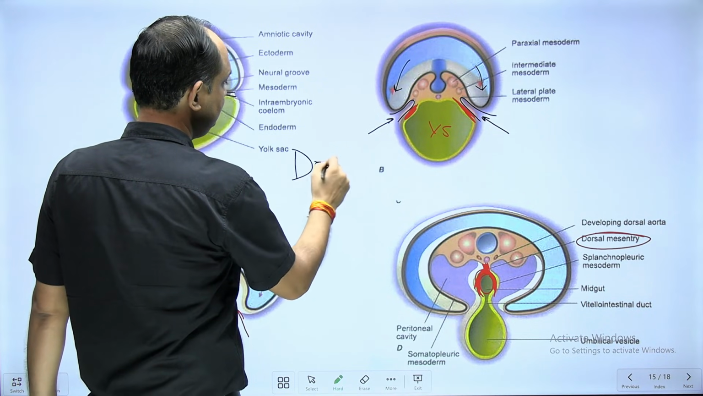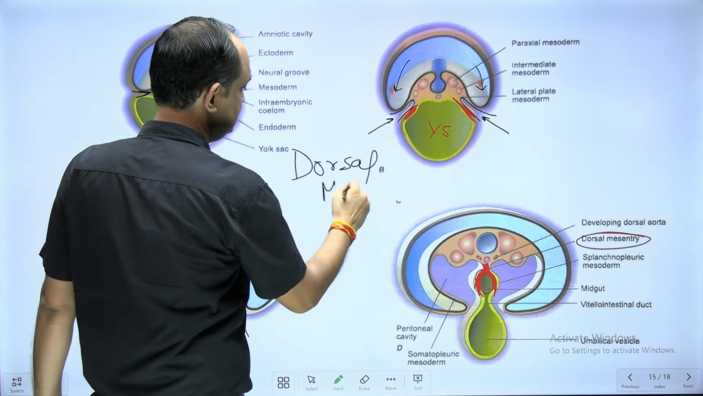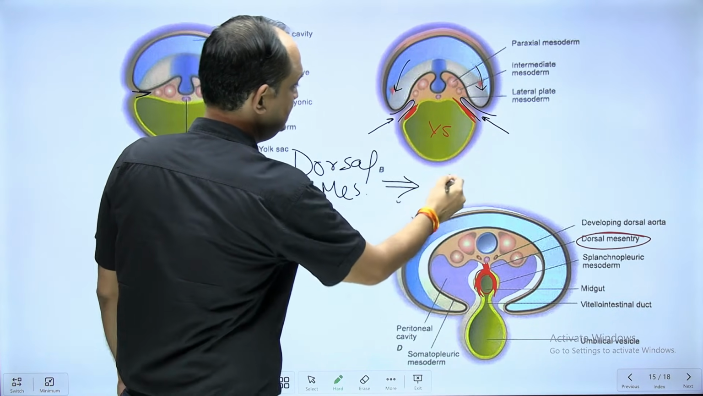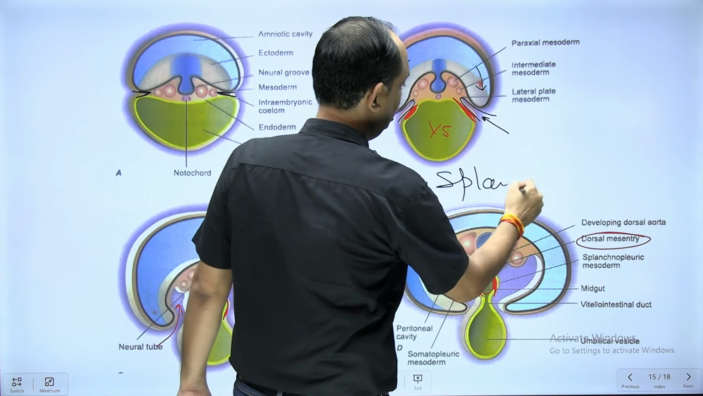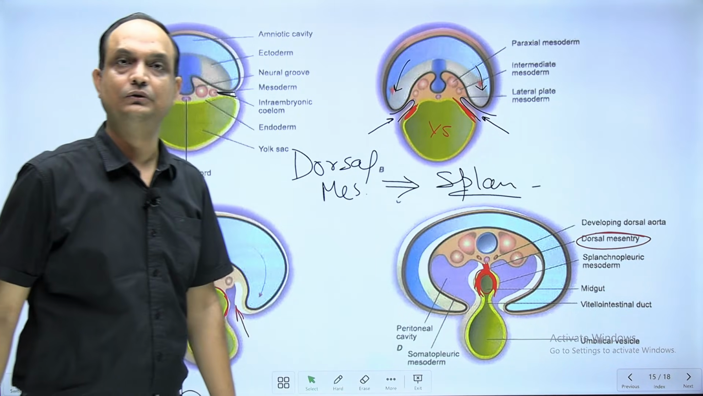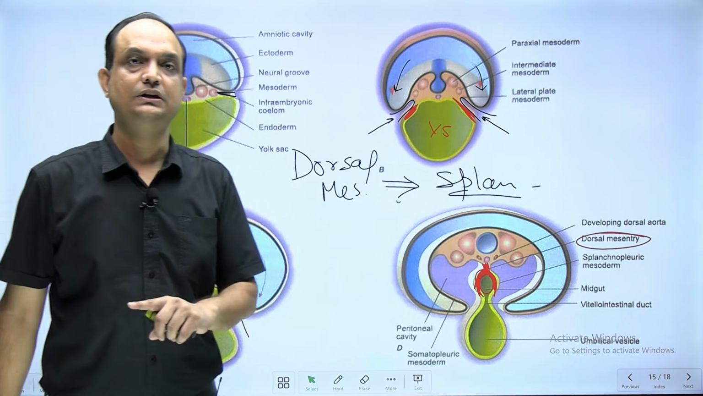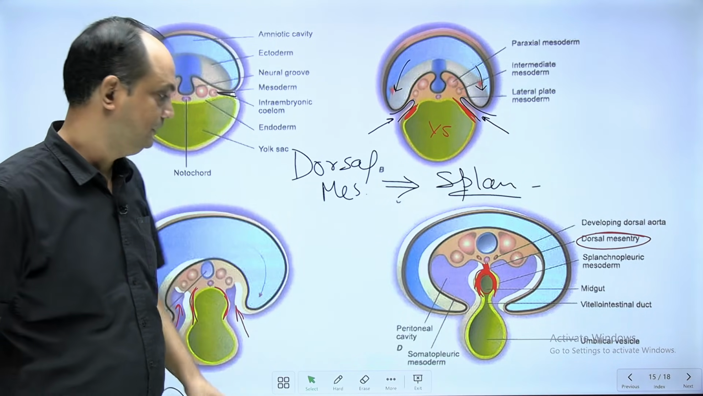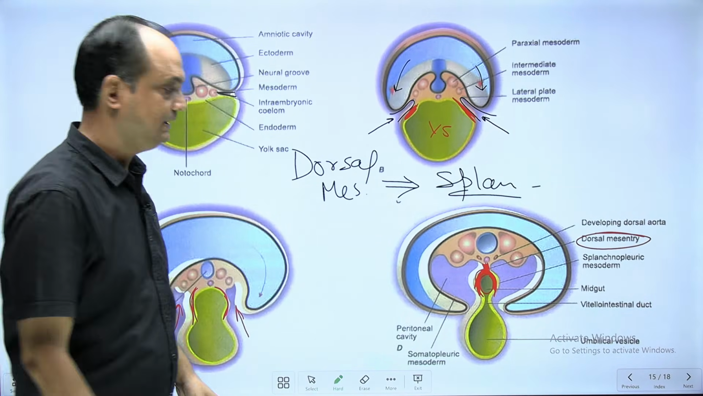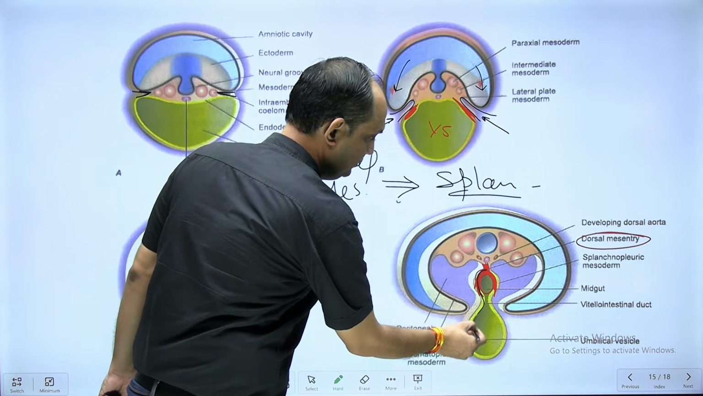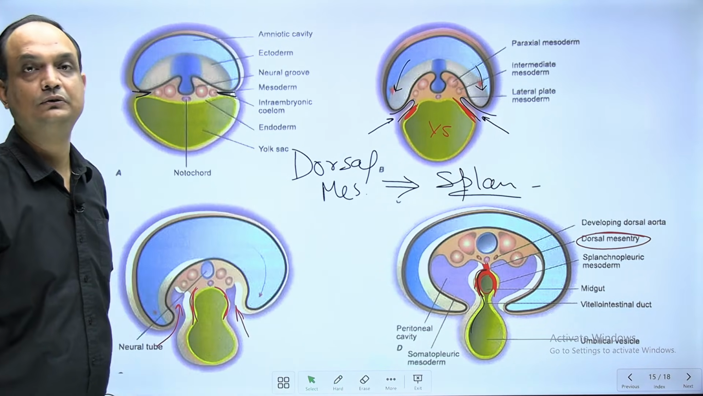Now, my dear students, one concept has to be clear here after seeing this formation. Dorsal mesentery is formed by, answer is splanchnopleuric intraembryonic mesoderm. Now, the second question: visceral peritoneum is formed by, answer is the same, splanchnopleuric intraembryonic mesoderm.